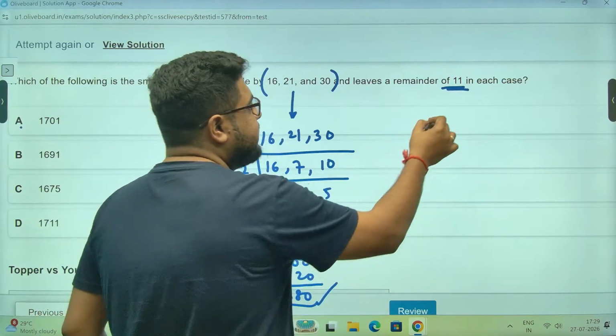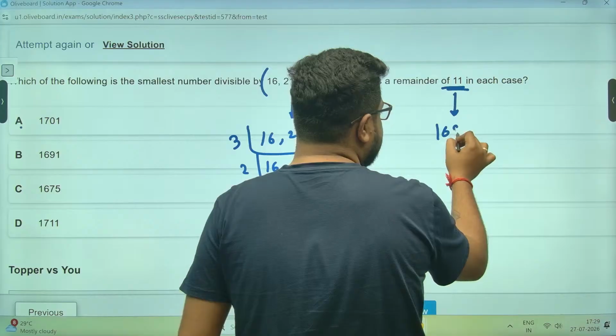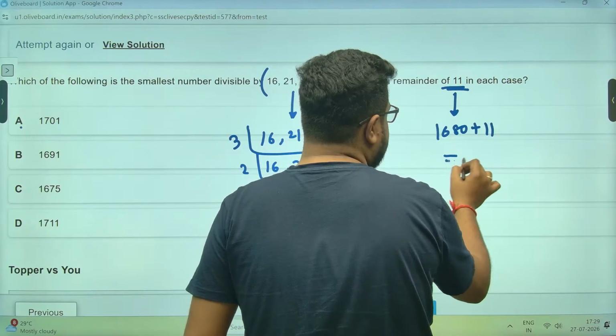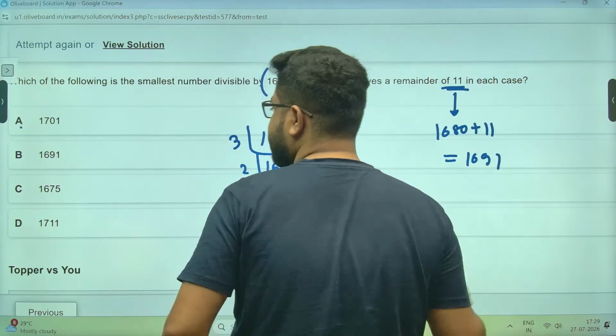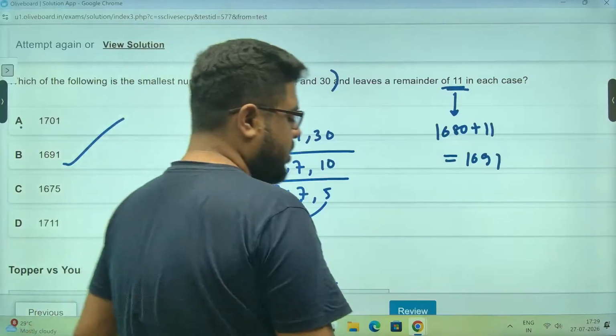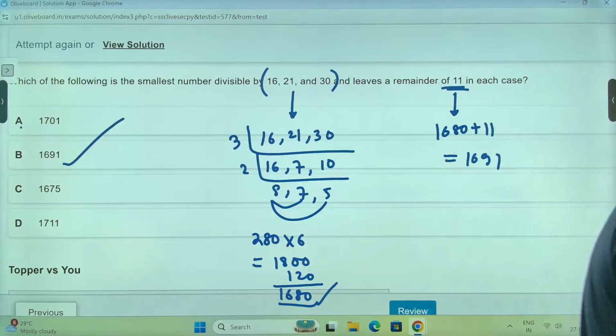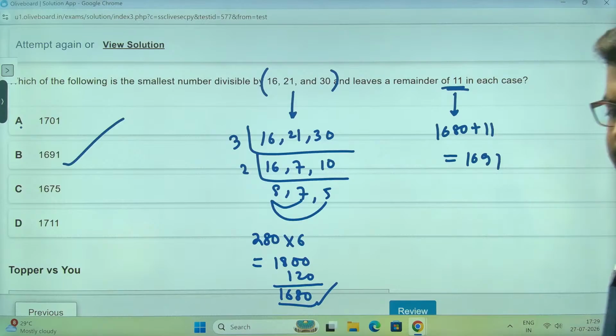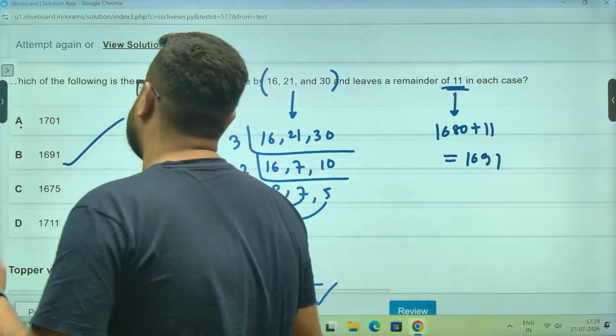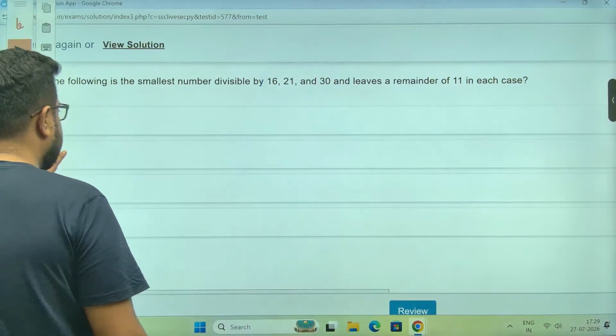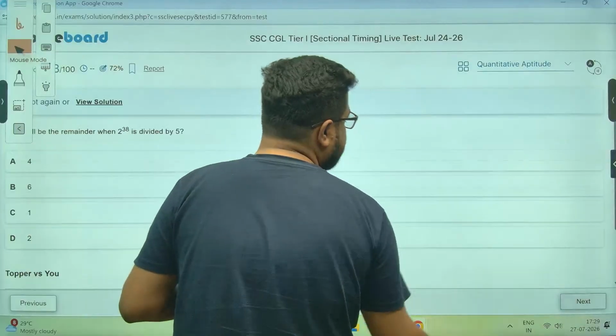So my answer will be, I need an LCM as well. Sorry, remainder as well. So you add 11. 1691 is the answer. Option number B is most definitely your correct answer. Very simple stuff. Very, very simple stuff, right? Not very difficult. Next one, please.